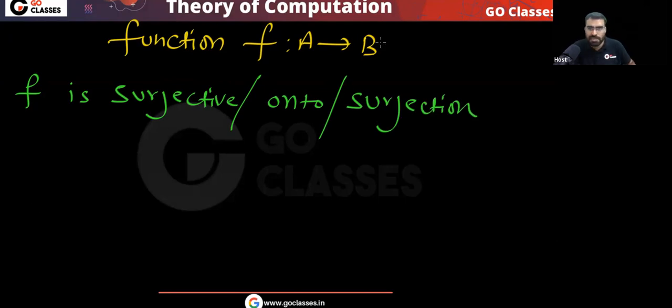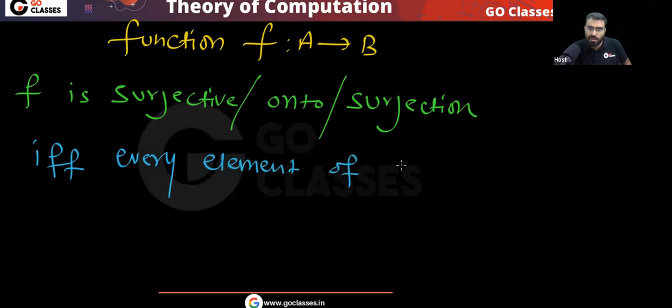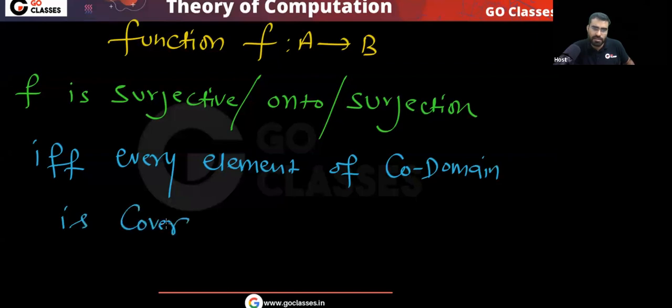This function will be surjective if and only if every element of the codomain is covered. Every element of the codomain must be covered. Is this clear? Is captured, or I can say covered. Please tell me. Every element of the codomain must be covered, then I can say that this function is a surjective function.